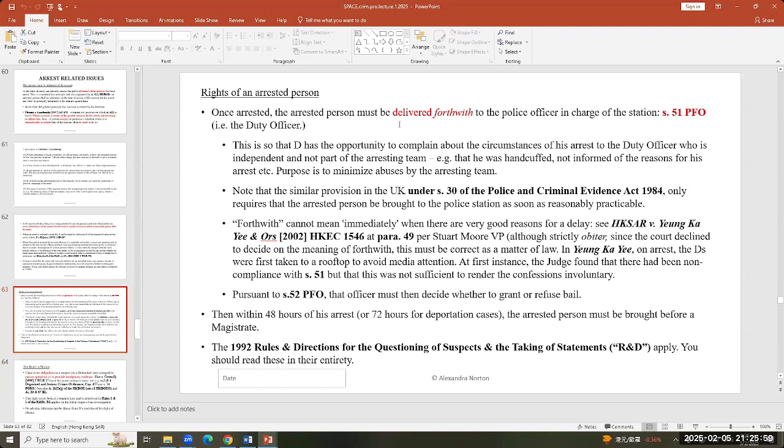And the idea is that by taking the arrested person before the duty officer, the arrested person has the opportunity to complain about unlawful conduct by the arresting team. So if they've been beaten up or induced in any way, they can complain to the duty officer. Now, what does it mean by forthwith? It doesn't mean immediately, but the police have to be able to justify a delay.